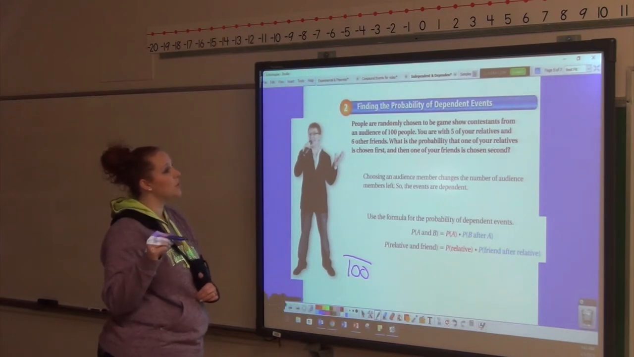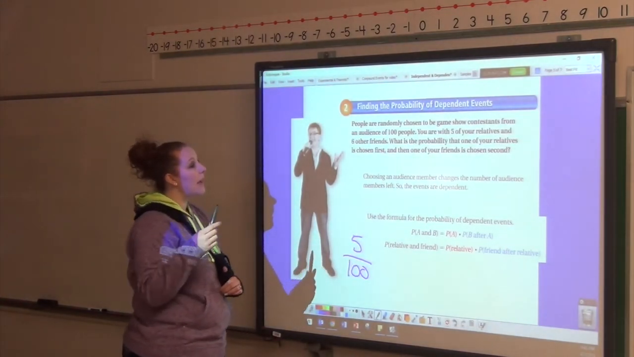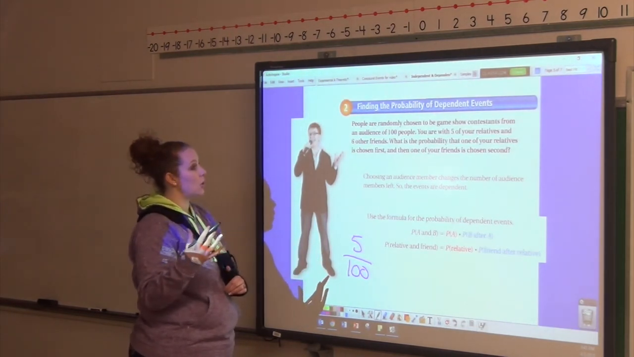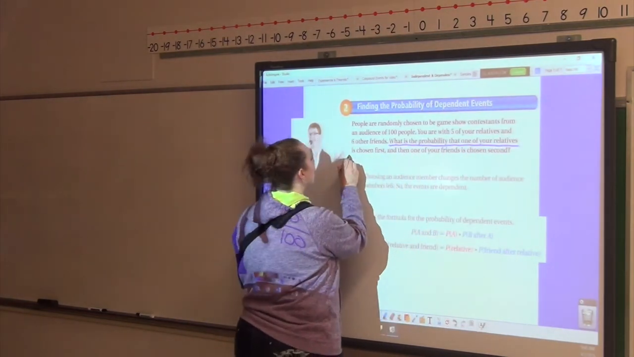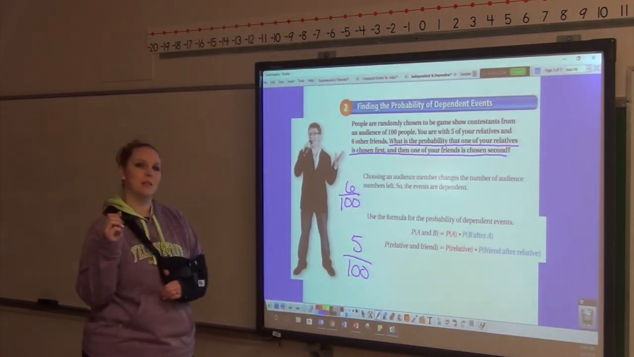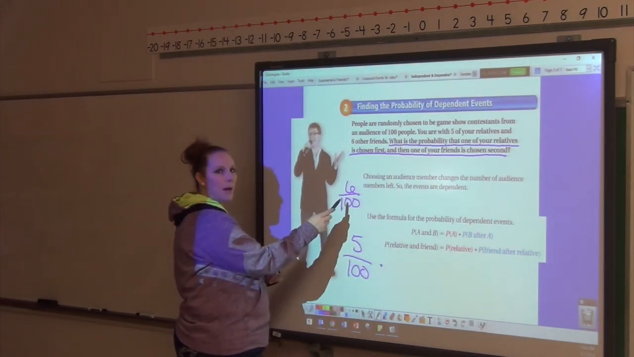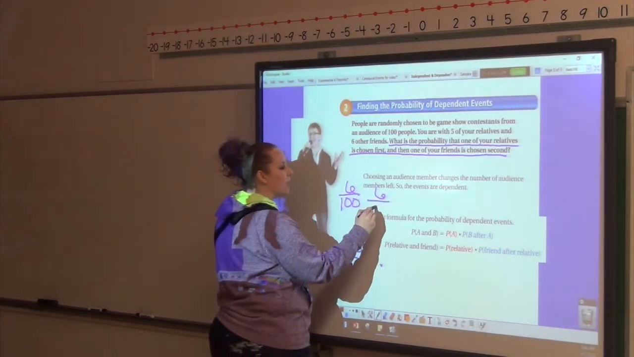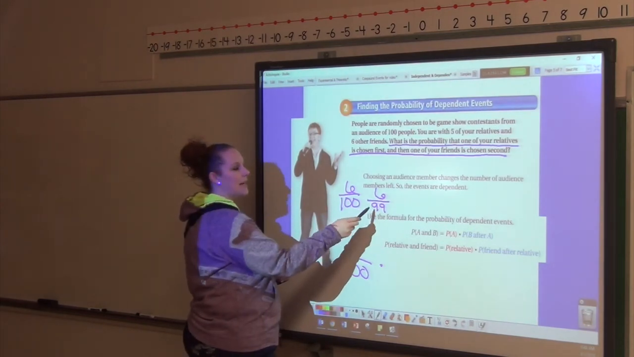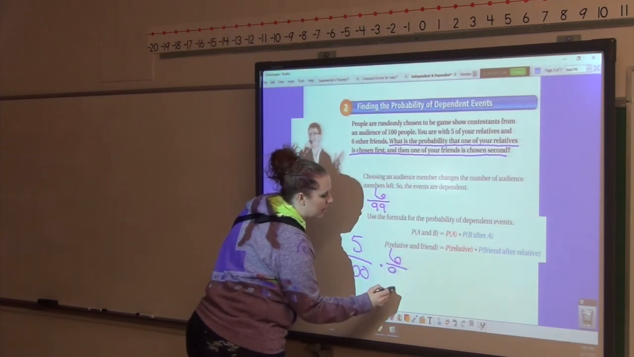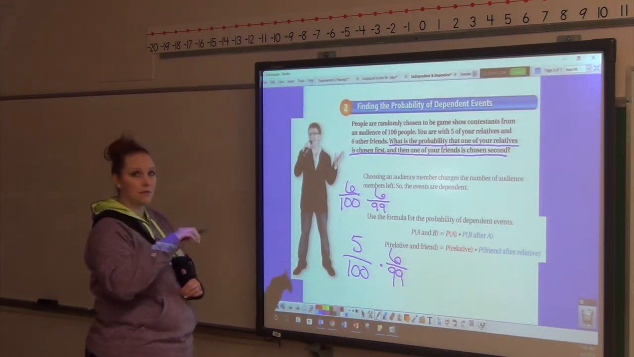The probability of one of my relatives being chosen first is 5 out of 100, because I have 5 relatives out of 100 people there. And the probability of one of my friends being chosen is 6 out of 100. However, it says, what is the probability that one of your relatives is chosen first, and then one of your friends is chosen second? So one of my relatives has been chosen. That's 5 in 100. However, when I'm waiting for one of my friends to be chosen, it is actually 6 out of 99, because one of my relatives is already on the stage. So I only have 99 possible outcomes at that point. So it changes the number of possible outcomes. So we multiply those together and we would get the probability of this event happening, a relative and then a friend.